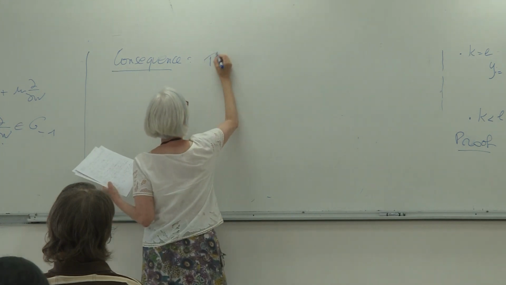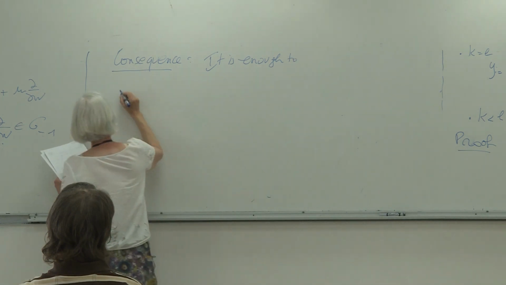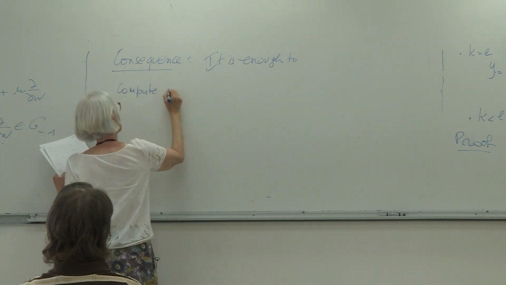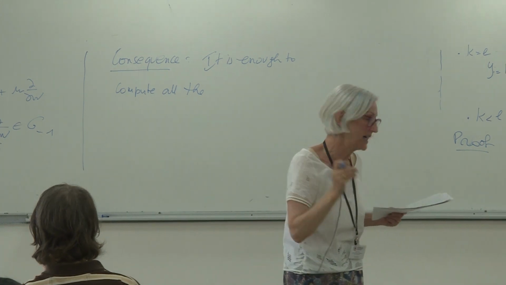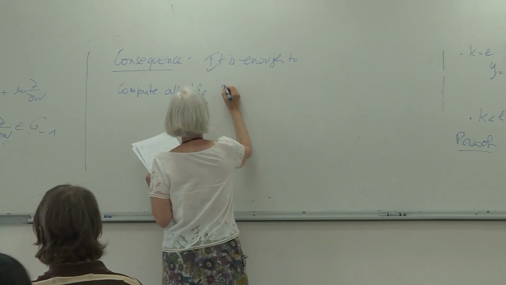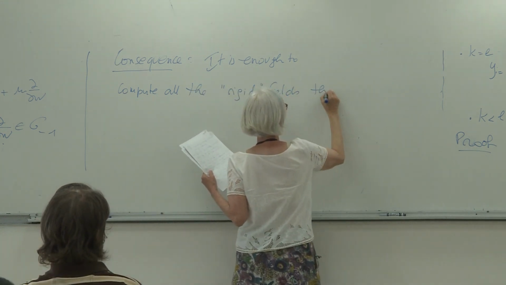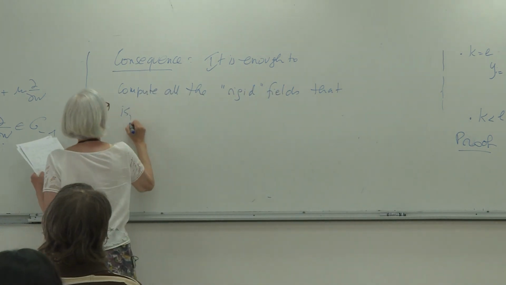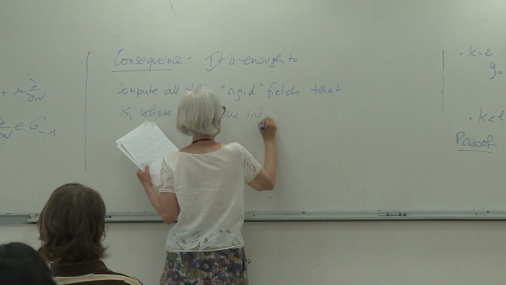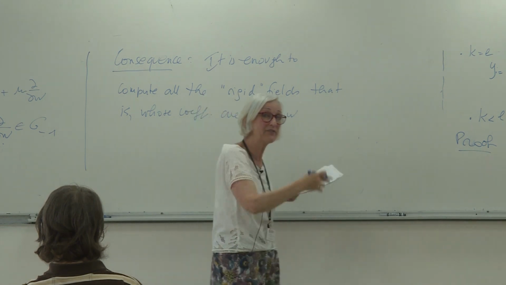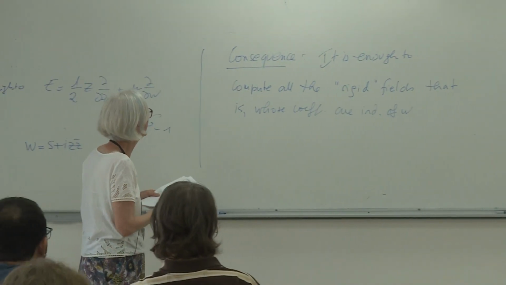It is enough to compute all the so-called rigid fields. The rigid fields are the fields which are independent of W. All the rigid fields, that is, whose coefficients are independent of W. And then integrate a number of times. And that's a very magic thing, something very nice happens.